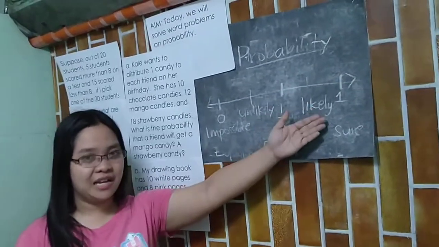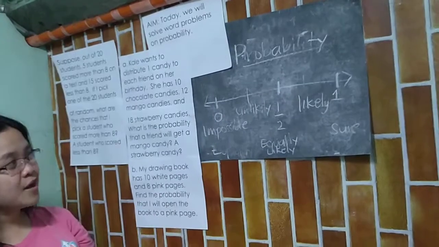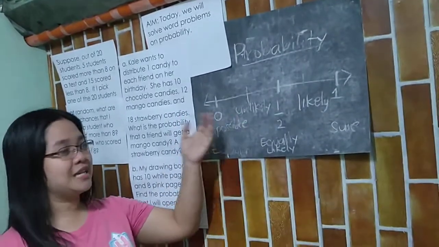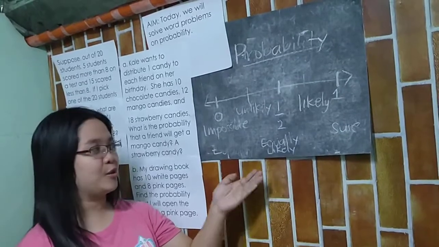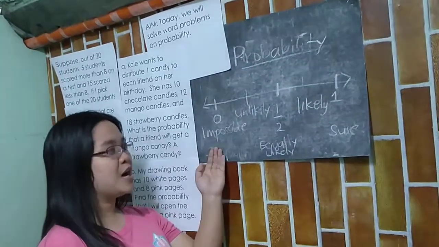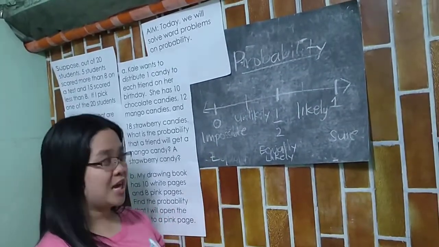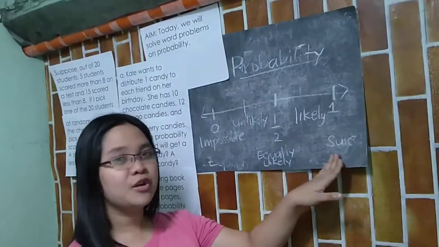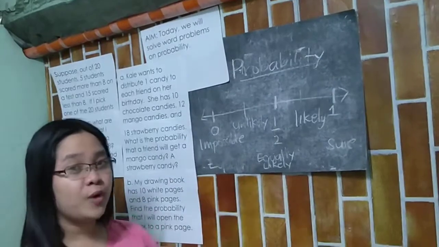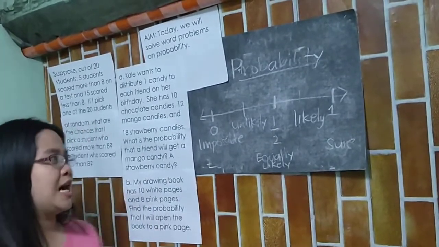Again, we have likely, which is more than half, unlikely, which is less than half, equally likely, which is the same with the half of your possible outcome. Impossible means there's a zero chance for that event to happen. And sure means your favorable outcome is the same with your possible outcome.